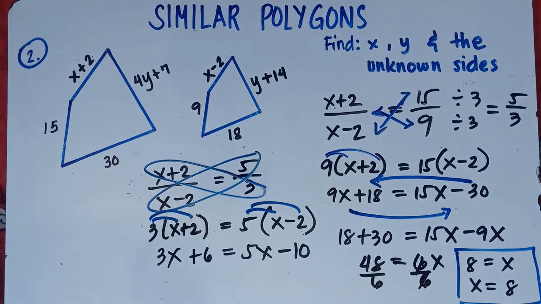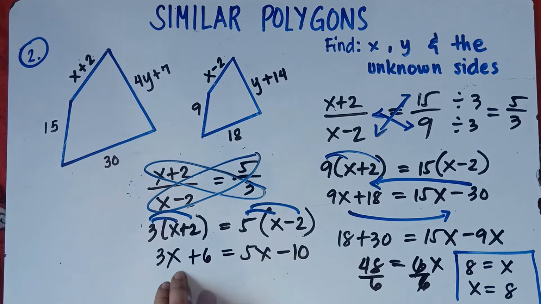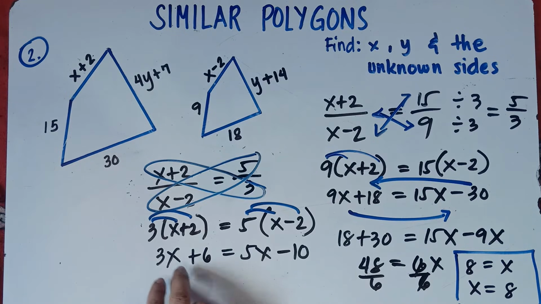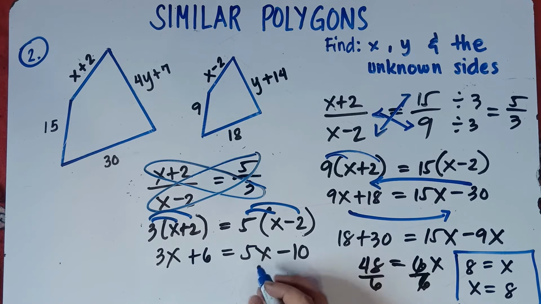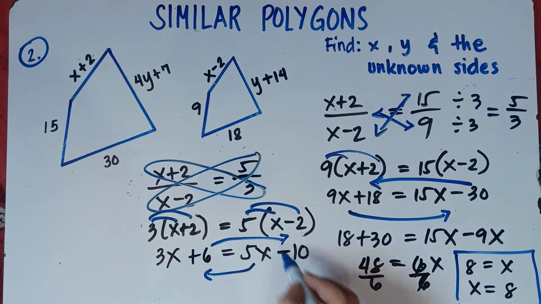Once again, class, in this scenario, instead of transposing 5x from right to left, we transpose 3x from left to right. But if you really want this 5x to be on the left side, let's do that one, class. You will have the same answer, but for me, class, I need to transpose 3x from left to right so that my x will be a positive number. Because it will be complicated, class, if you're dealing with a negative number. So let's do the thing that you want. Let's transpose 5x from right to left, and then 6 from left to right, because most of the teachers, they will do it this way. But for me, class, it's better to transpose 3x from left to right, because you will have the same answer.